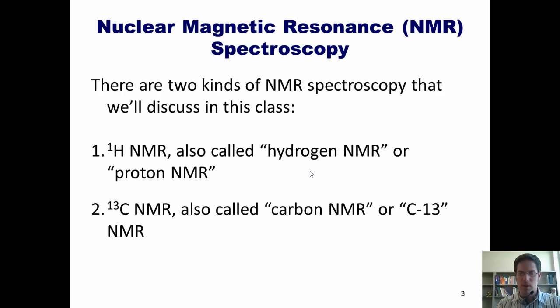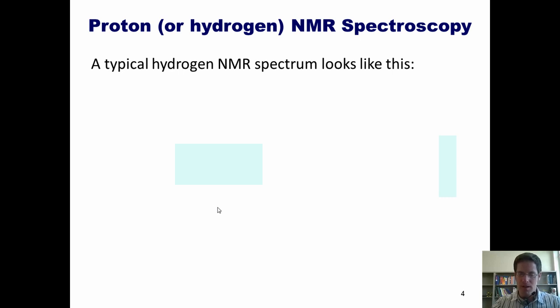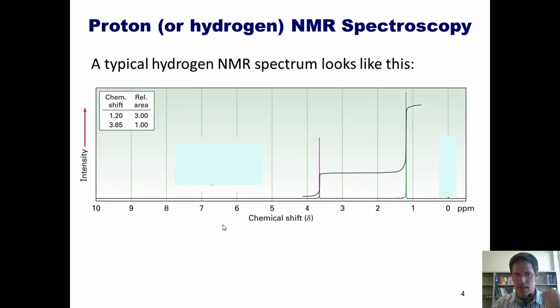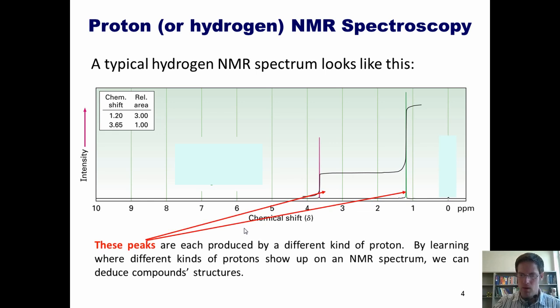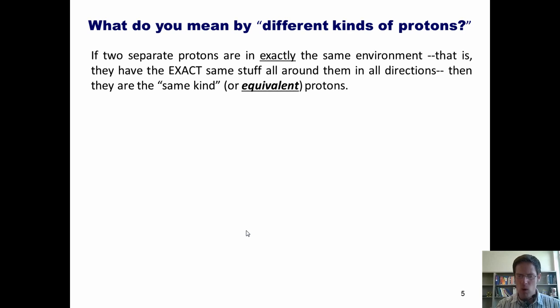There are two different kinds of NMR we discuss in undergraduate organic chemistry: hydrogen NMR, or H1 NMR, also sometimes called proton NMR, and C13 NMR, or carbon NMR. I'll begin, of course, by teaching you about hydrogen NMR. A typical hydrogen NMR spectrum looks like this. These peaks are each produced by a different kind of proton. By learning where different kinds of protons show up on an NMR spectrum and what they look like, we can deduce compounds' structures. So you may ask, Mike, what do you mean by different kinds of protons?